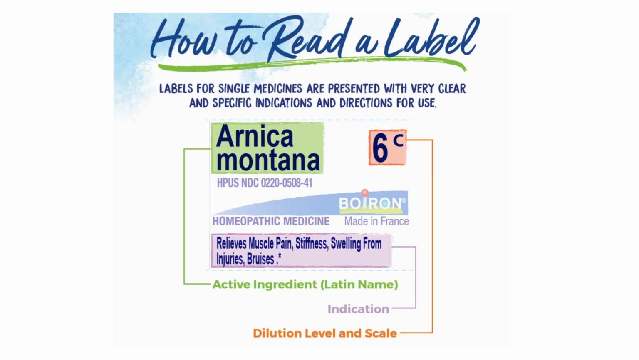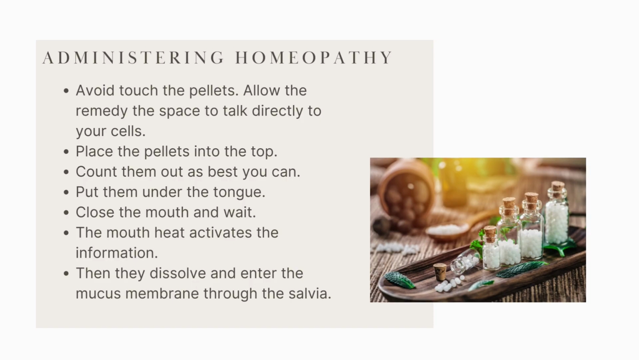And then here's how to read a label. They're going to have the Latin name, Arnica montana, 6C. That's the dilution level and scale. And then they'll tell you the indication, and it's going to be much more than what's written here, and then who made it. So it's really important to check out your labels.